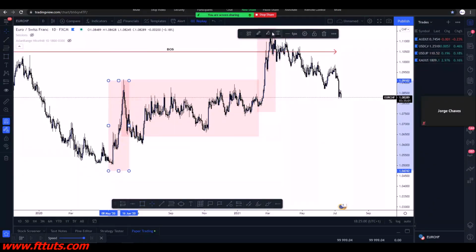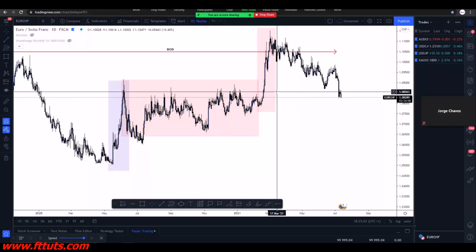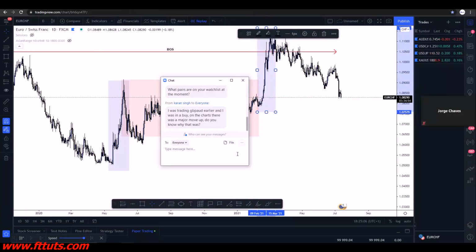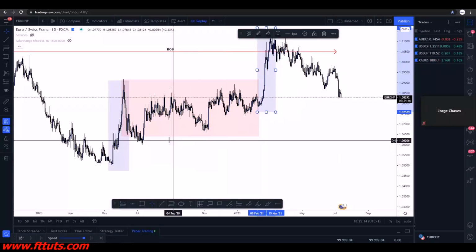Let me make this do something. I was trading GU earlier, and I was in a buy on the charts. There was a major move up. Do you know why that was? Sure, I'll take a look at this later on.